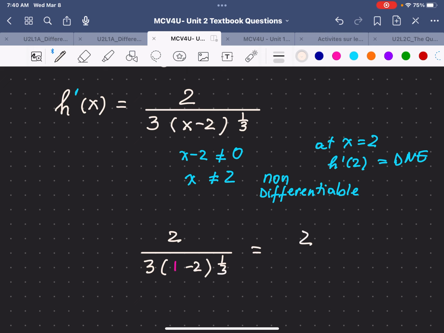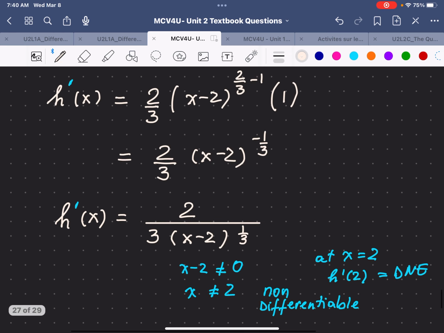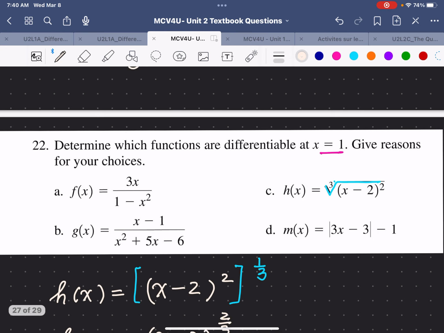So that would be 2 over 3 times 1 minus 2, which is negative 1, to the power 1 over 3. Now, be very careful in here. The exponent will have an odd denominator, which means that the number in the base can be either positive or negative, which means that this is actually definable and it's equal to 3 times negative 1, so that's negative 2 over 3. So we'll say that at x equals 1, this function is differentiable, but it's not differentiable at x equals 2 as we discussed.